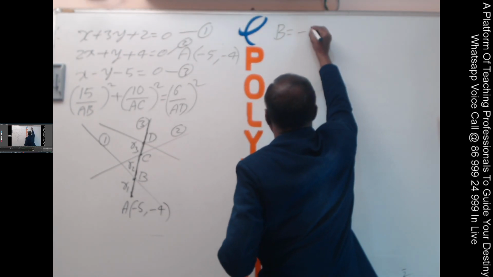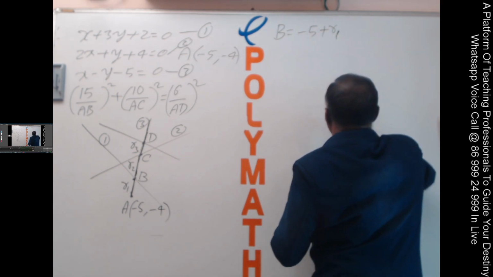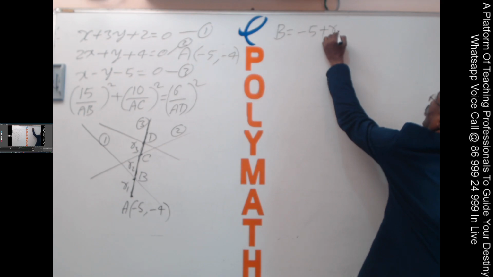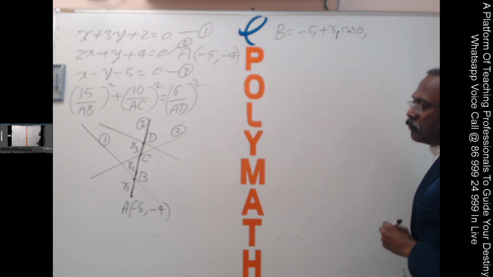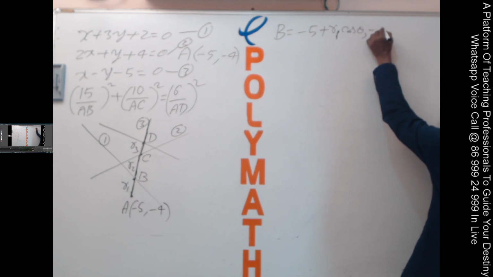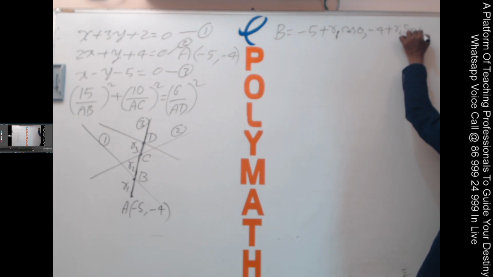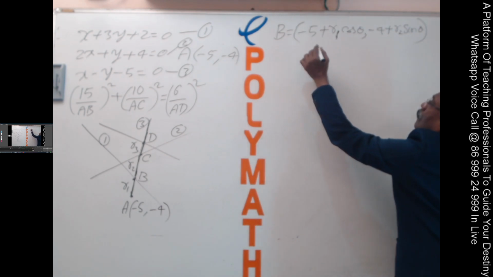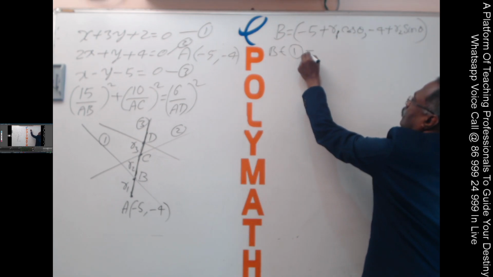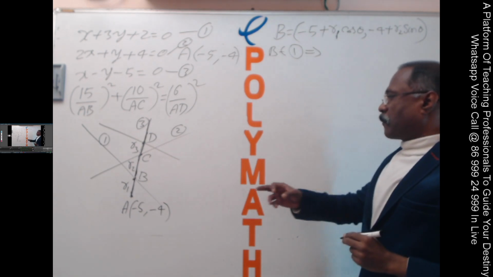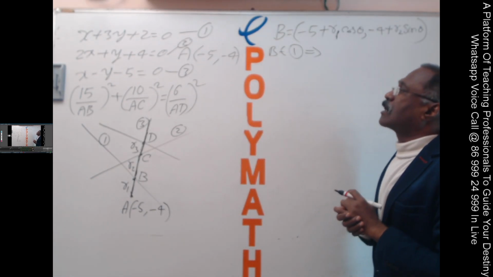What is the general point? Minus 5 plus R1 cos theta, plus or minus will be there, of course. I'm taking only plus on the upper side. Minus 4 plus R1 sin theta. B belongs to 1. This point B belongs to line equation 1 and hence it must satisfy.